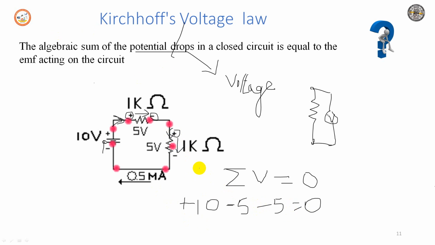According to our definition, this can also be written as the algebraic sum of the drops, that is 5 plus 5, is equal to the EMF acting on the circuit, that is 10 volts. So this is all about Kirchhoff's voltage law.